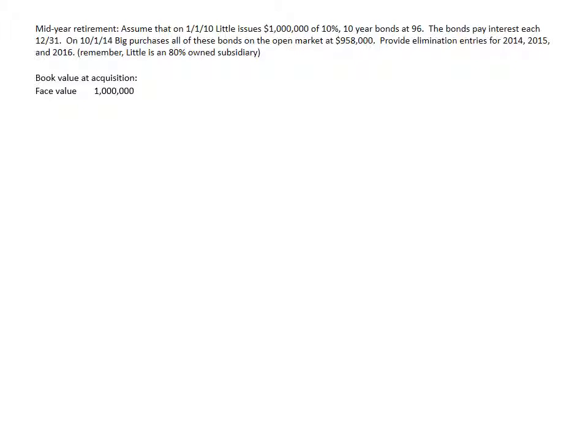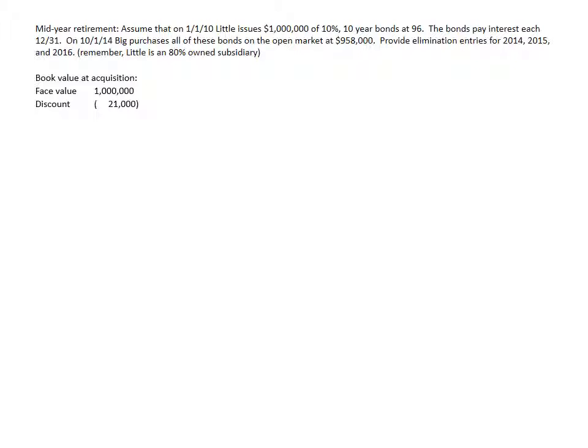Again, first thing we have to do is the book value at acquisition. Face value is easy, $1 million. The remaining discount. Again, these bonds initially had a $40,000 discount. Over 10 years, that would be amortization of $4,000 per year. And again, we had amortization for 2010, 2011, 2012, 2013, plus 9 months, or 9/12ths, or 3/4ths of 2014.